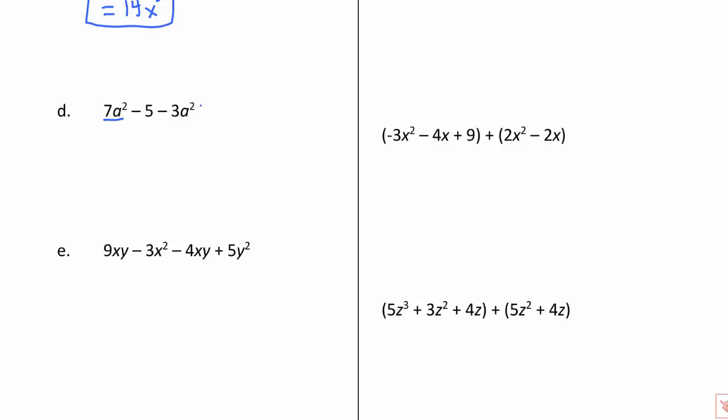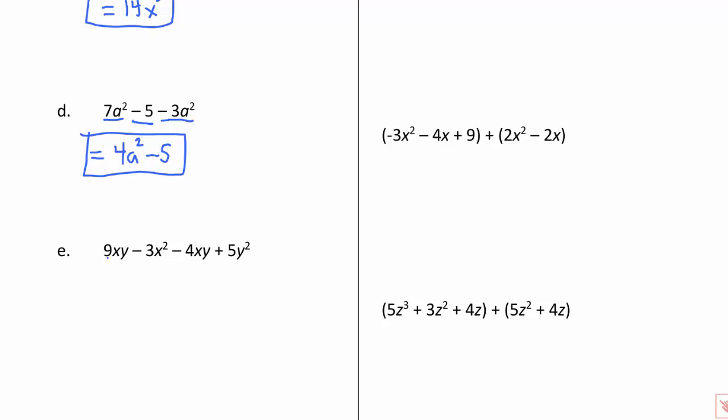Is negative 3a squared a like term with 7a squared? And the answer is yes, because they both have the variable a raised to the second power. So you just combine them. 7 minus 3 is positive 4. And then you just keep the label the same, which in this case is a squared. Now minus 5 is the last term because you haven't used it, so we're just going to make that 4a squared minus 5.